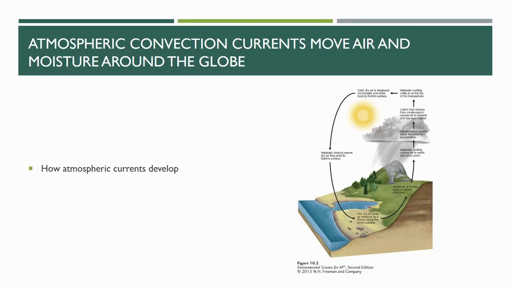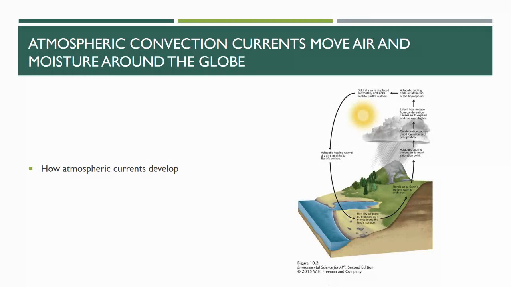This is an example of how atmospheric currents develop. Starting at the very bottom, hot, dry air picks up moisture as it moves along the land's surface. Humid air at Earth's surface warms and rises. Then we have adiabatic cooling, which causes air to reach its saturation point, which leads to condensation, causes cloud formation, and we have some precipitation. Latent heat release from condensation causes air to expand and rise even higher.